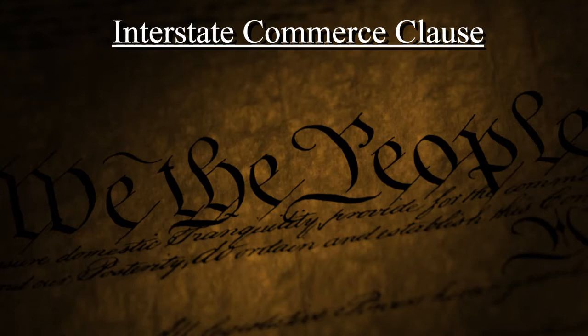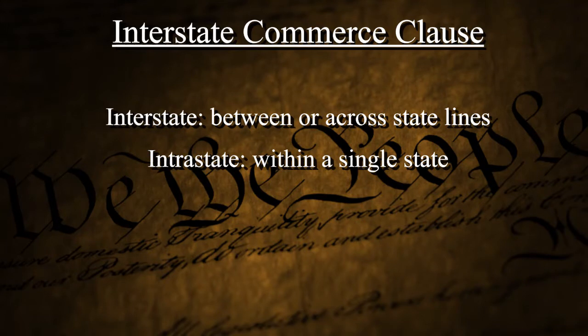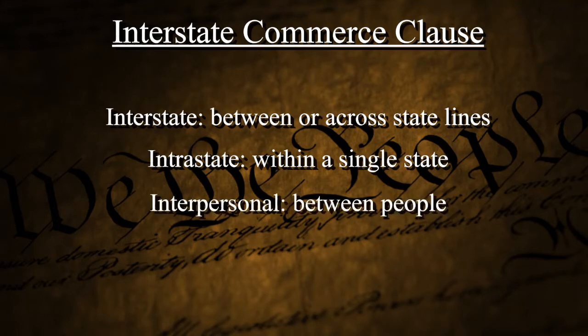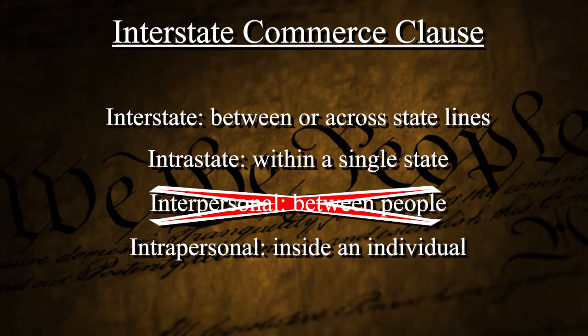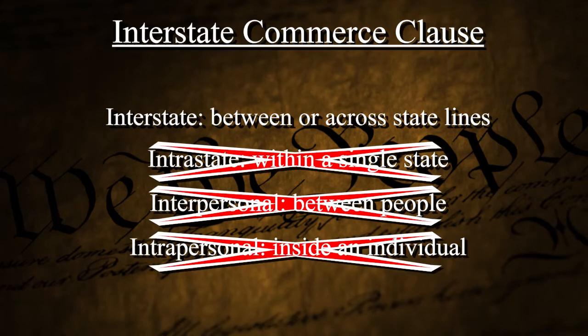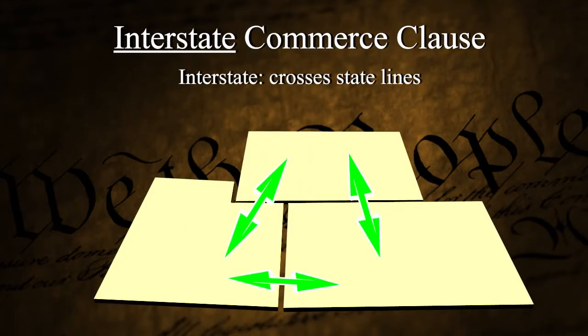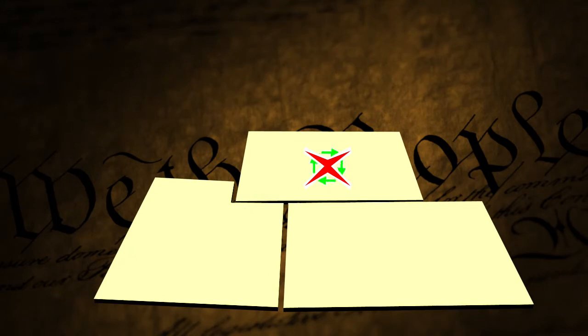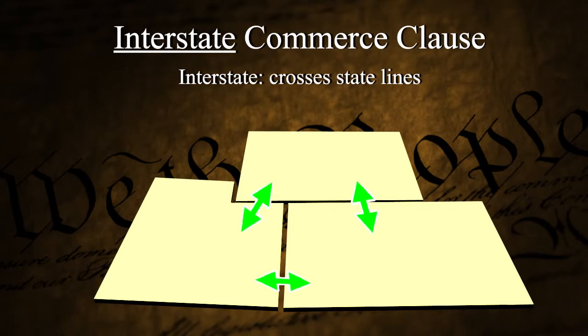So let's throw those four definitions together, okay? Interstate means between or across state lines. Intrastate means within a single state. Interpersonal means between people, and intrapersonal means within an individual person, okay? Clearly, the Interstate Commerce Clause doesn't have to do with interpersonal, doesn't have to be intrapersonal, and it isn't intrastate, it's simply interstate, okay? It has to do with those things happening in between the states, that's it. Not within a state, not in between people, not within a single person. That has nothing to do with the Interstate Commerce Clause. It's just the interaction between the states. Okay, so get those definitions there.